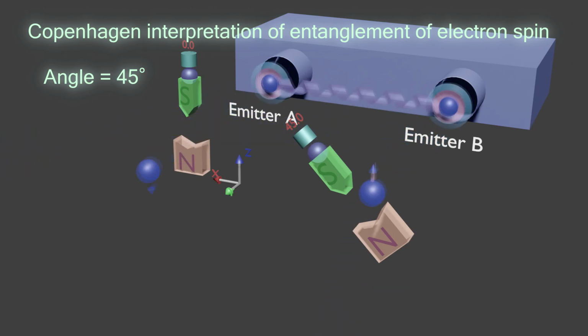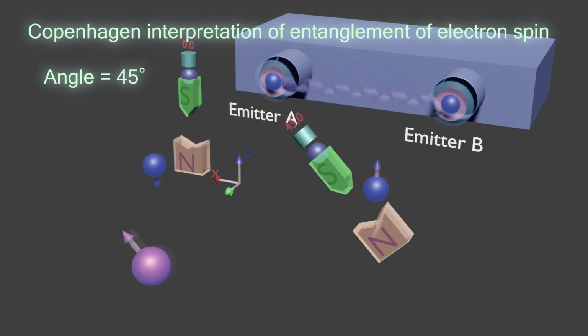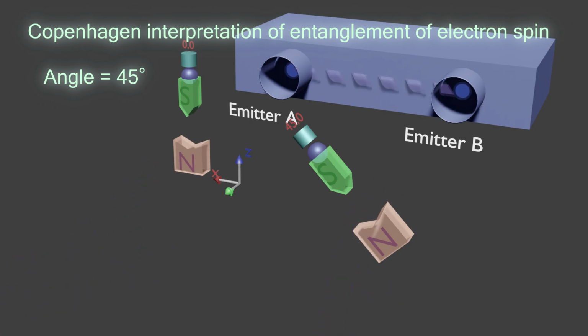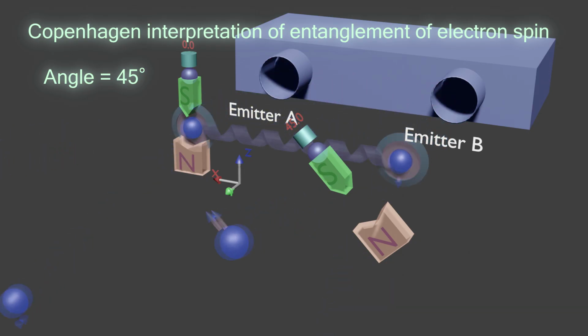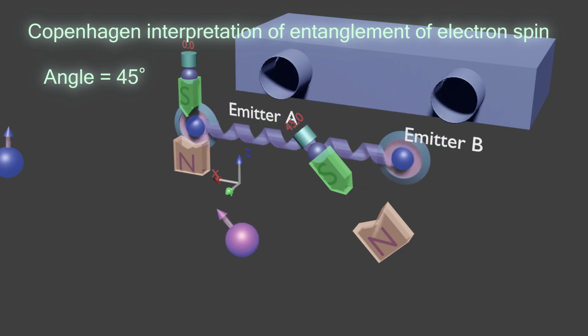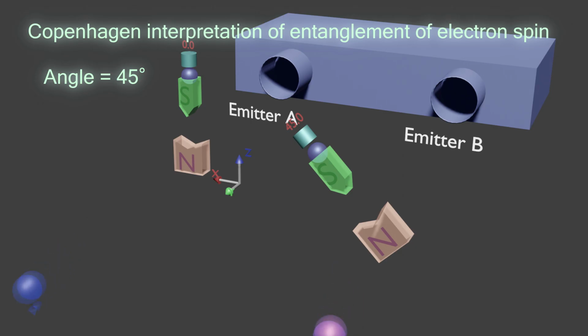Next, try changing the angle between the magnets on side A and side B to 45 degrees. In this case, in terms of the angle ratio, if the electron on side A is spin up, the electron on side B should have a 25% chance of spin up. But in reality, the probability of spinning up is 15%, just as in the case of photon polarization.